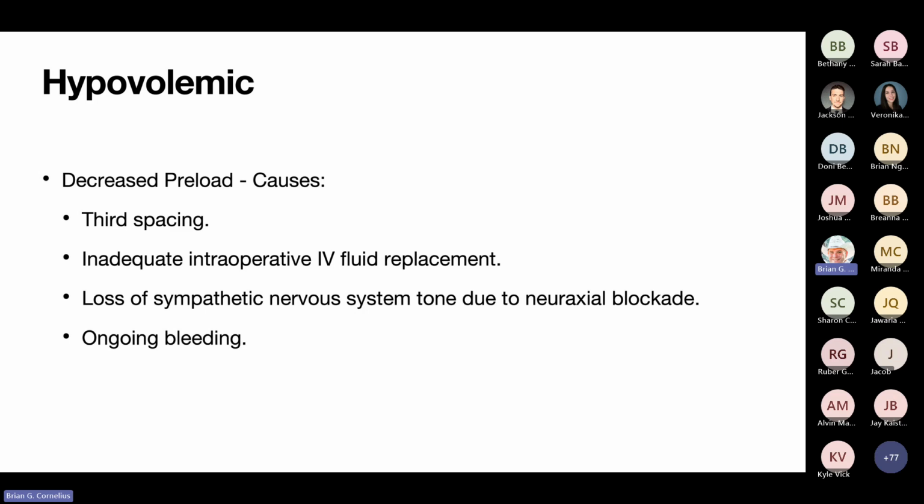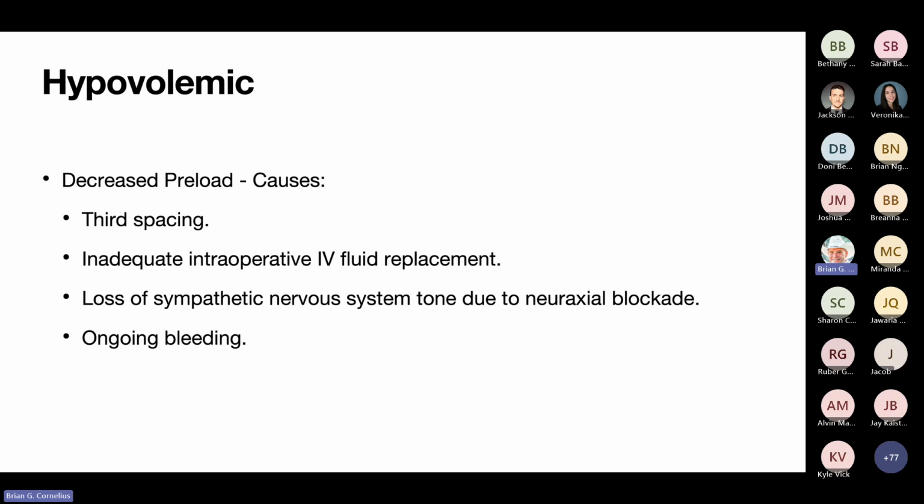So what causes that decreased preload? It can be a couple things. Like I said, inadequate volume replacement. We may have replaced the patient with an appropriate amount of volume, but maybe it was all crystalloid and now they've third spaced it. So instead of having intravascular volume, now they've got a whole lot of tissue edema. You may see that it's a relative hypovolemia. This is almost like a distributive problem.